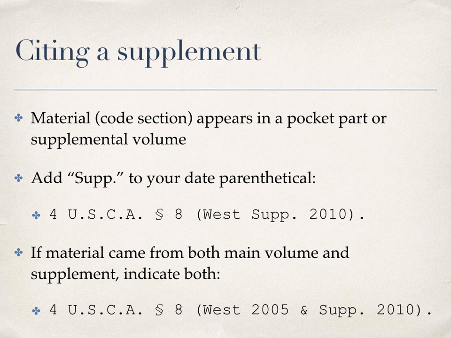Sometimes material is going to come from both the main volume and the supplement. When that's the case, you're going to indicate both in that date parenthetical. So in this example here, West 2005 and Sup 2010 tells your reader to look in both the main volume and the supplement to that main volume in order to find all of the relevant information that you're citing to.